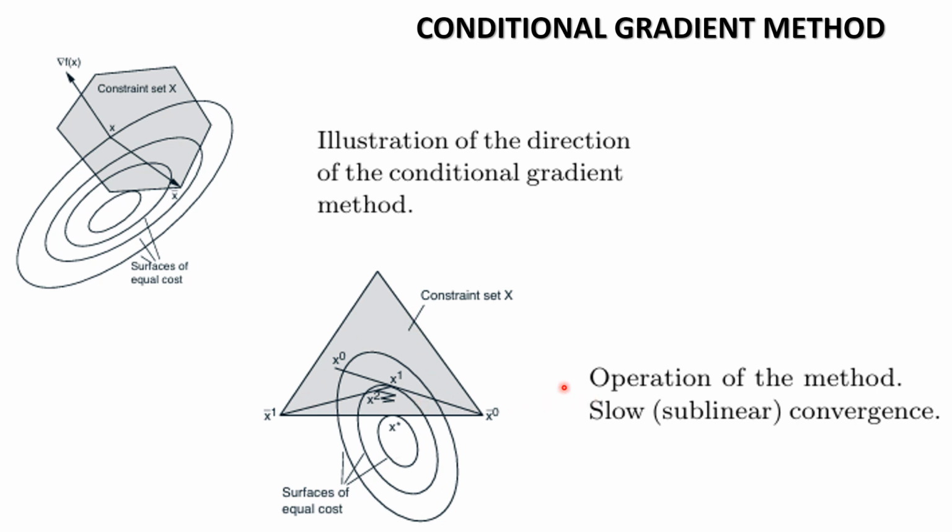So, to summarize this slide, I can tell the method moves from x0 to x1 to x2 and so on, always staying inside the constraint set X. It follows a path that zigzags between vertices and slowly approaches x star, and this geometric behavior explains its sublinear convergence rate and helps motivate newer accelerated variants of the algorithm.